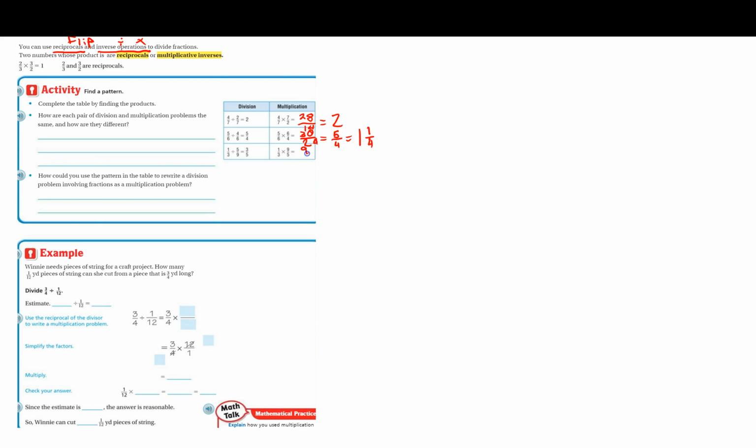Okay, 1 times 9 is 9. 3 times 5 is 15. That simplifies to 3/5. So how are each pair of division and multiplication problems the same? How are they different? They are the same in that they get the same answer. So for both, we get the same answer.